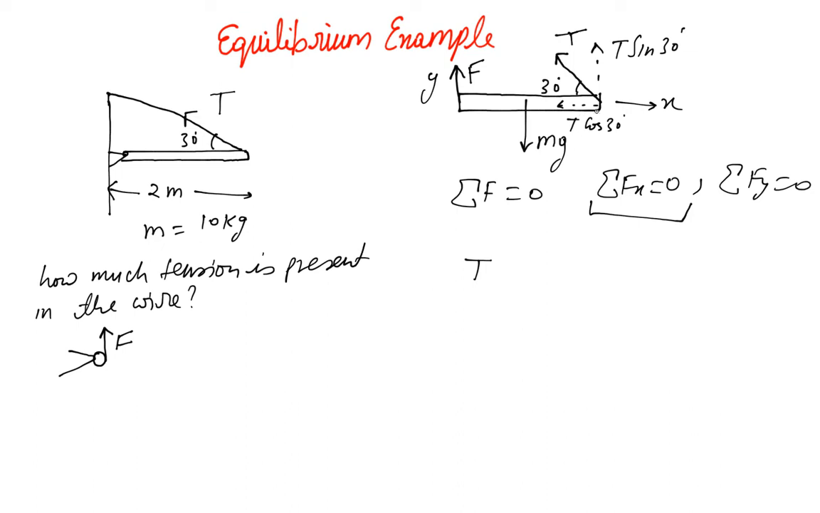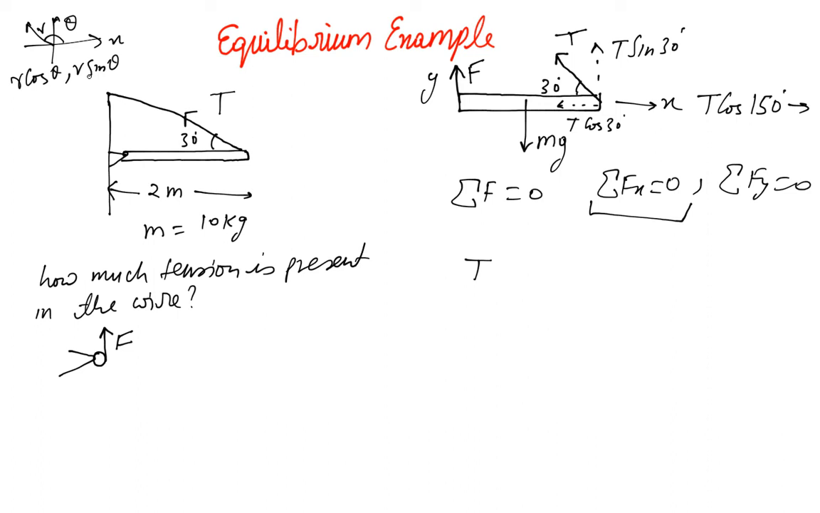You can either say T cos 30 in this direction, or you can also say T cos 150 in this direction. It's the same thing. That's how we break vectors. If you have a vector which makes an angle theta with the x-axis, we break it as r cos theta and r sin theta, without putting an extra sign here.